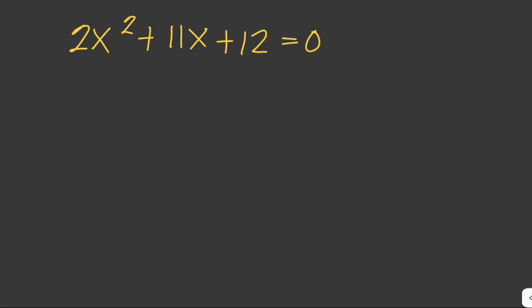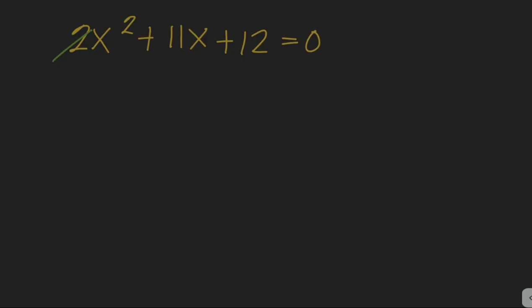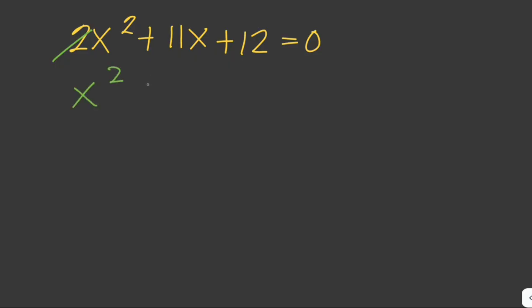There is another approach to this. The same method, the AC method, but a slightly different approach. So first thing is we neglect 2 here. We copy x squared plus 11x, and then we multiply 2 and 12.